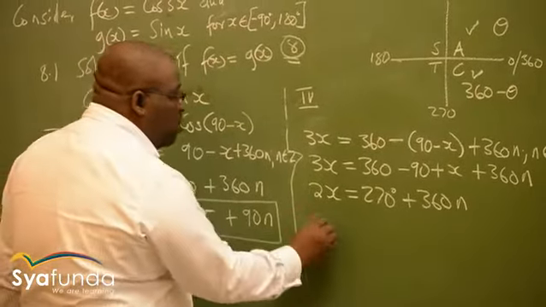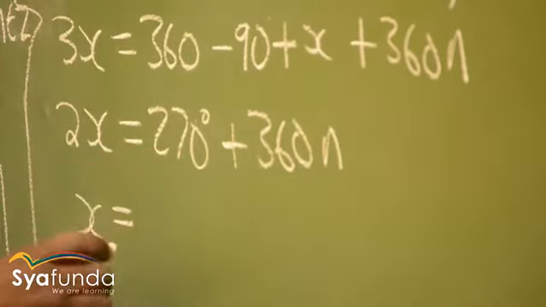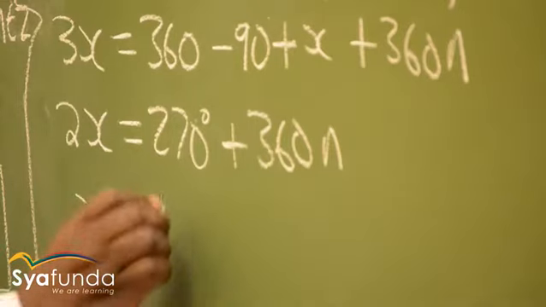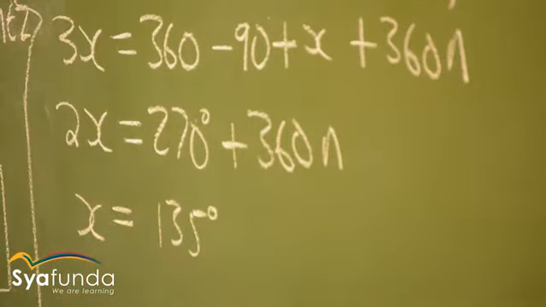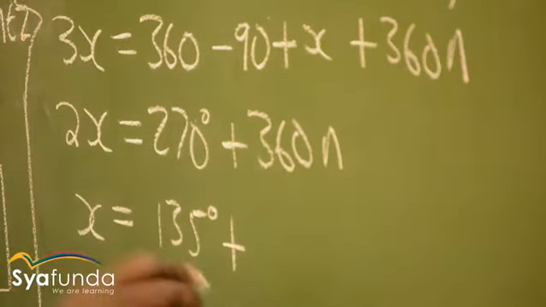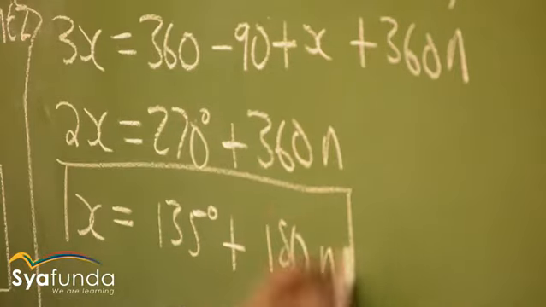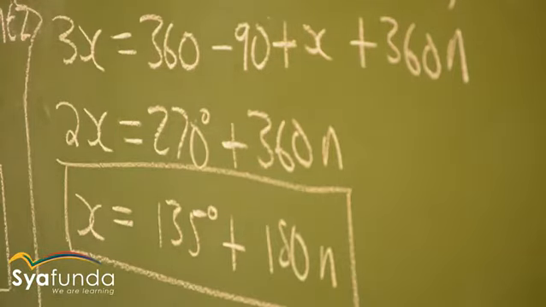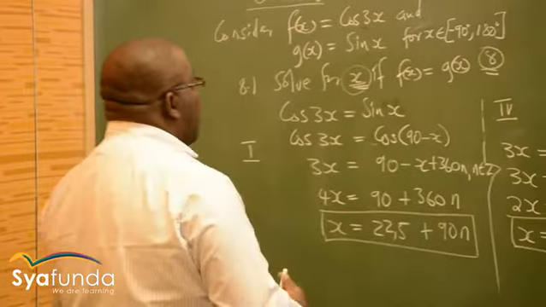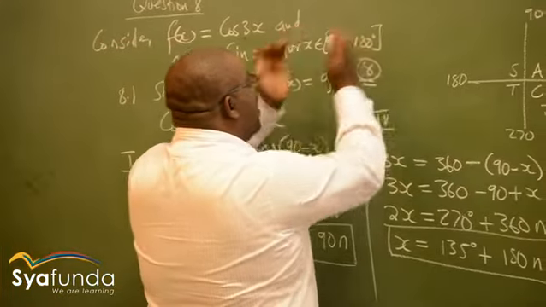We divide this by 2, we'll be left with x is equal to 270 divided by 2. 27 divided by 2 is 13,5, so it's 135 degrees, plus that divided by 2, it's 180, 180n. This is the machine that we wanted to get. Now that we've got our two machines, then we can be able to find the actual values of x. Remember, our values of x must be between minus 90 and 180.